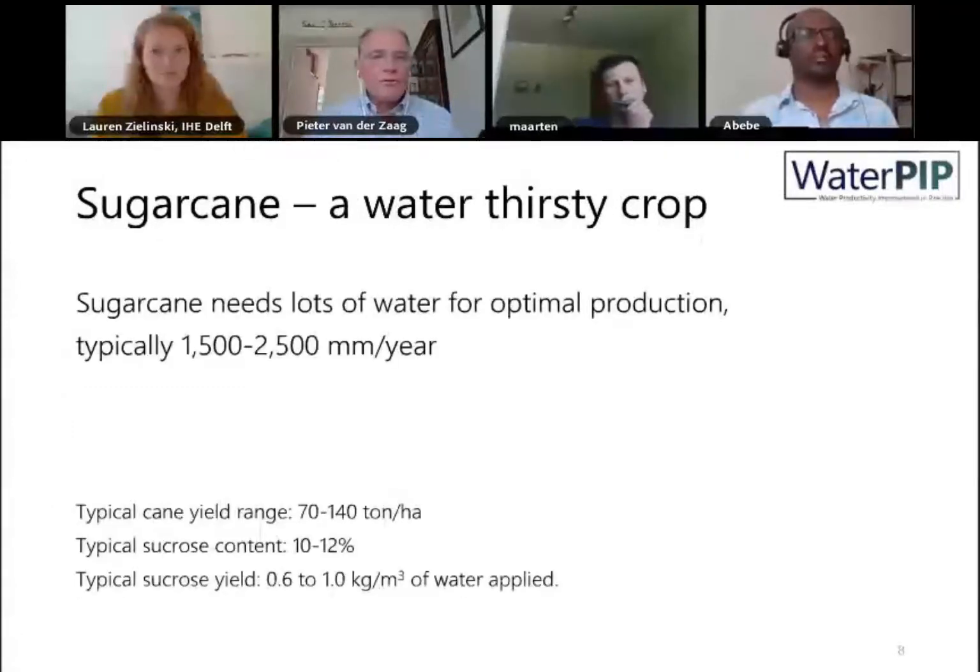Okay, we all know that sugarcane is a thirsty crop. We saw these incredible numbers for Ethiopia. I'm always thinking, okay, I'm 1.90 meters high, so I will drown in the water layer that is required for a year's crop of sugarcane.